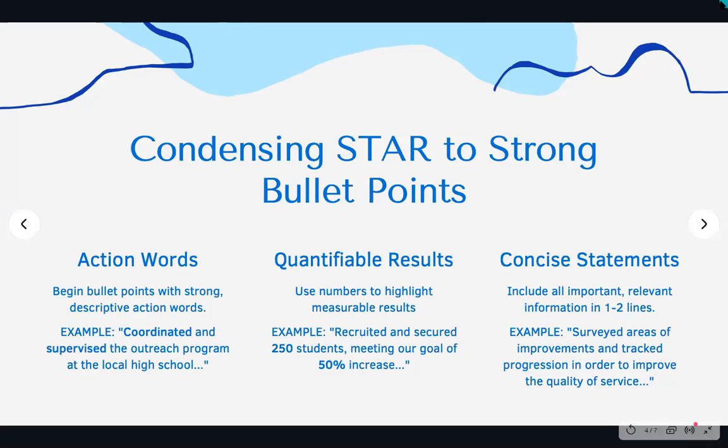So as you saw in the sample earlier, and we will show that again later on, the bullet points were 2 lines each. And here's an example to kind of apply some components of the STAR to a concise statement. Surveyed areas of improvements and tracked progression in order to improve the quality of service. So surveying areas of improvement touches on the task and action that you took, and then what was the result? Improve the quality of service of, like, your company.